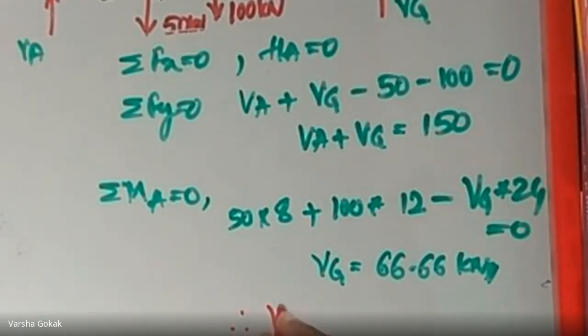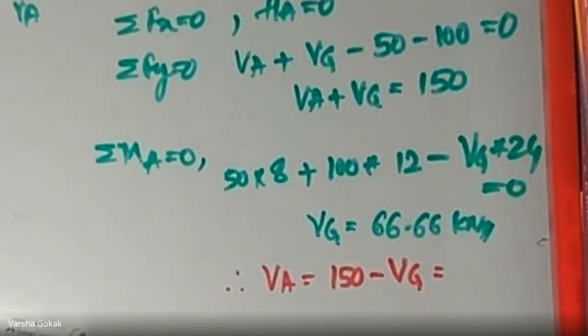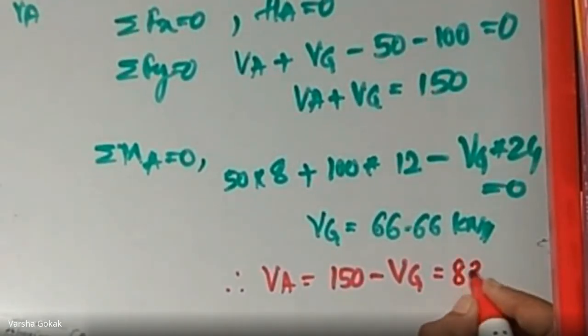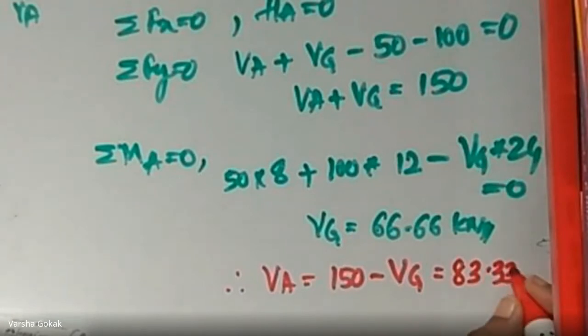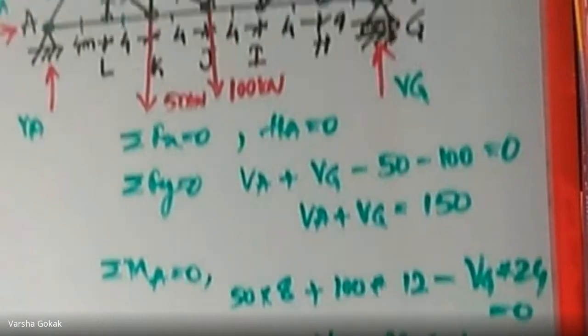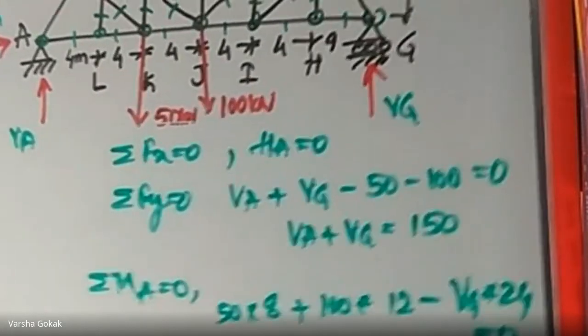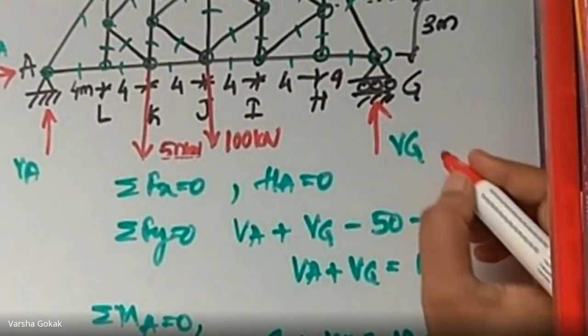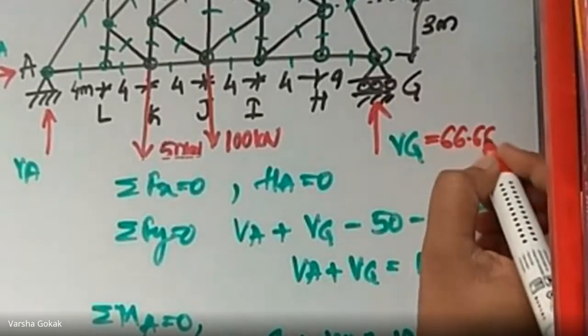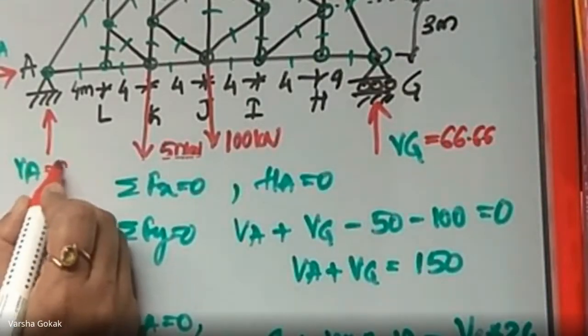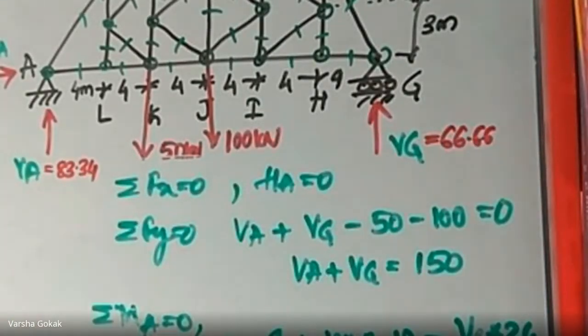So from VG, we want VA now. VA is going to be 150 minus VG. How much? 150 minus 66.66 is 83.34 kilonewtons. So first we find the indeterminacy. After finding the indeterminacy, we find the reactions. So VG we got 66.66 and VA we got 83.34. Agree? Fine.